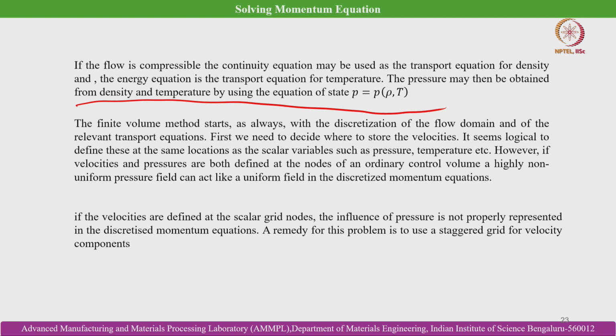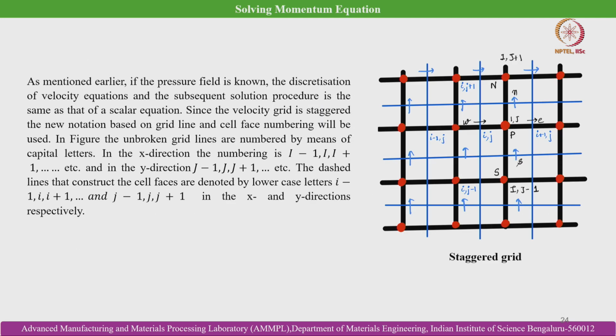However, if velocities and pressures are both defined at the nodes of an ordinary control volume, a highly non-uniform pressure field can act like a uniform pressure field in the discretized momentum equation. So, if the velocities are defined at the scalar grid nodes, the influence of pressure is not properly represented in the discretized momentum equations. A remedy to this problem is to use a staggered grid approach for velocity components. How we can do that, we will be discussing next.